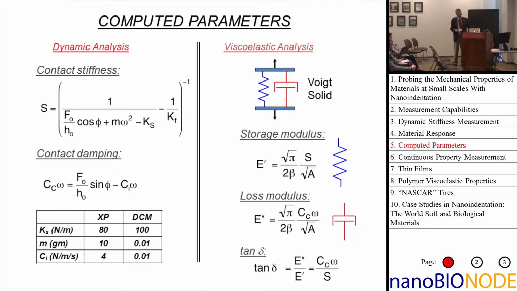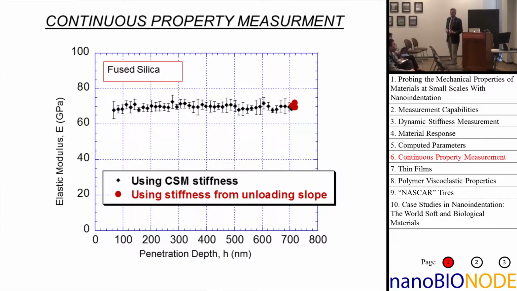Okay, so there's what you've got. Now where does that become important? It becomes important obviously in the measurement of viscoelastic parameters. But there are some other places where this becomes extremely important, and one of those is in what we call continuous property measurement.